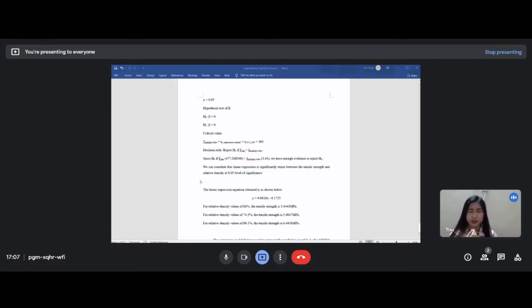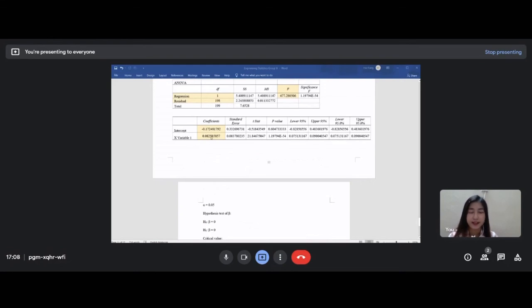Moving to the prediction of tensile strength, the equation y equals 0.0826x minus 0.1725 is the fitted linear regression equation, in which 0.0826 is the coefficient of the x variable and negative 0.1725 is the intercept of the graph.